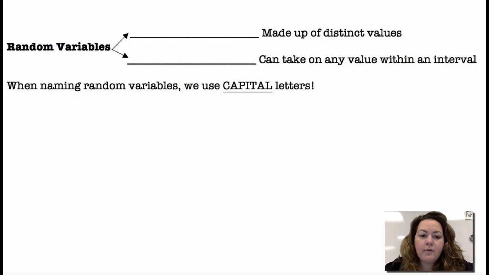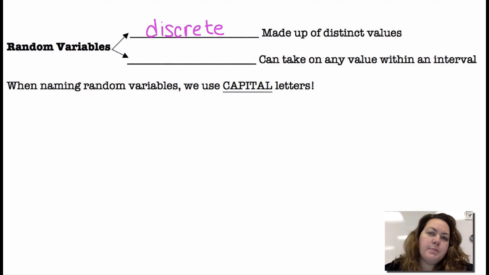All right, so a random variable can be two different types. We have a discrete random variable, which is made up of distinct or very specific values. A lot of times these don't have decimals, but they can have decimals. It's just they're not taking on a whole range. So it's like 2.5, 3, 3.5, 4. If it is decimals, there are specific ones that it can be. It can't just be any value between like 1 and 1.1, all right?